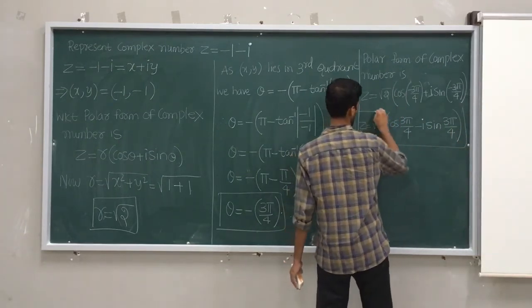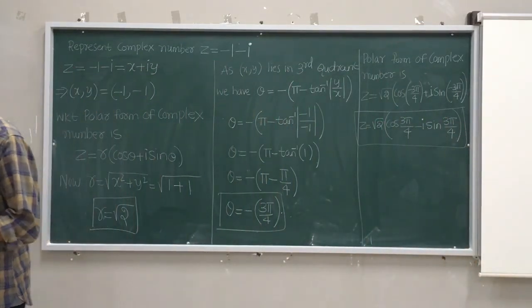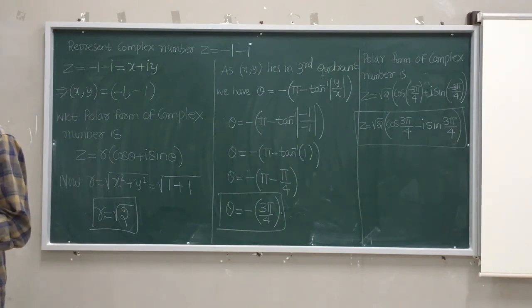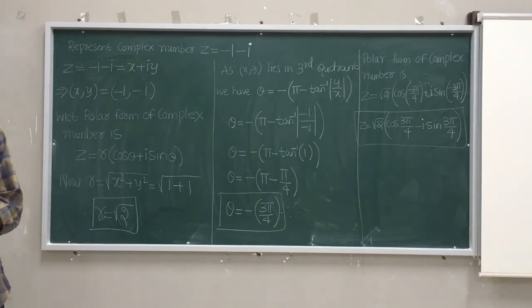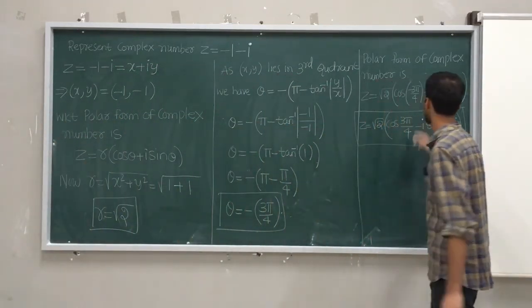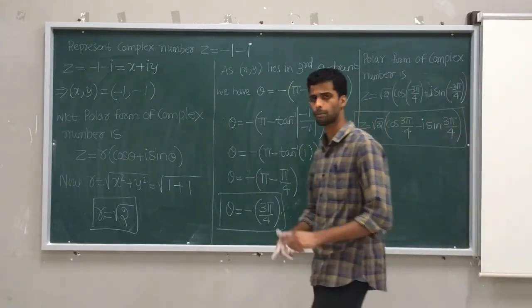So this is called the polar form of a given number, that is, minus 1 minus i. If you have checked that question, it is from Exercise 5.2, question number 5, where you found the answer root 2 times cos of minus 3 pi by 4 plus i times sine of minus 3 pi by 4. At the end we simplified this answer using cos of minus theta is cos theta, sine of minus theta is minus sine theta. So this is the problem.